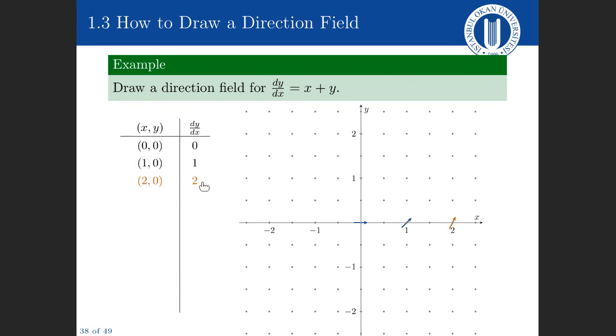I might look at (2, 0). dy/dx is 2. I have an upwards sloping arrow, but this time it's sloping more steeply. And so on. At (-1, 0), the arrow slopes downwards. At (0, 1), I have this arrow which slopes up with slope 1. At (0, -1), dy/dx is -1. At point (1, 1), dy/dx is 1 plus 1 or 2, the arrow slopes up with slope 2, and so on.